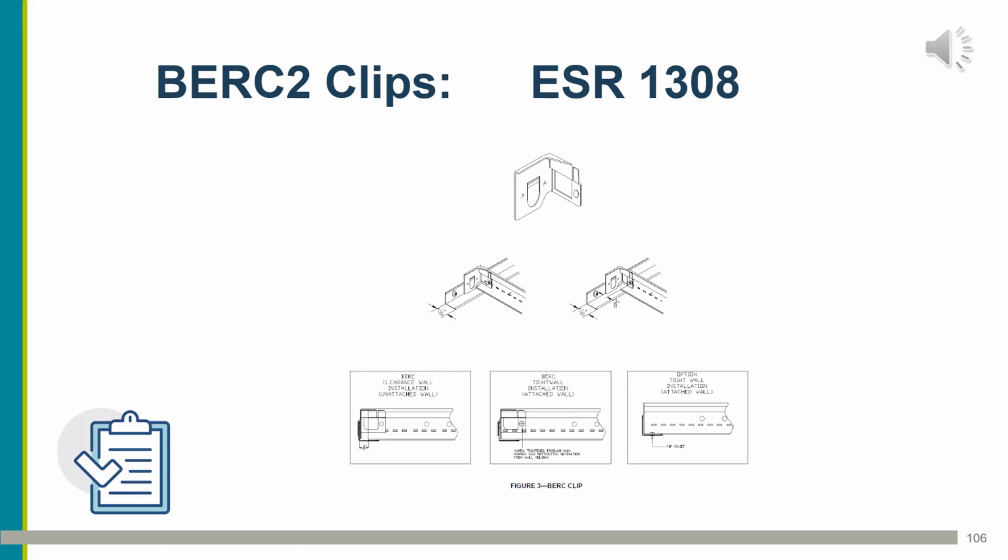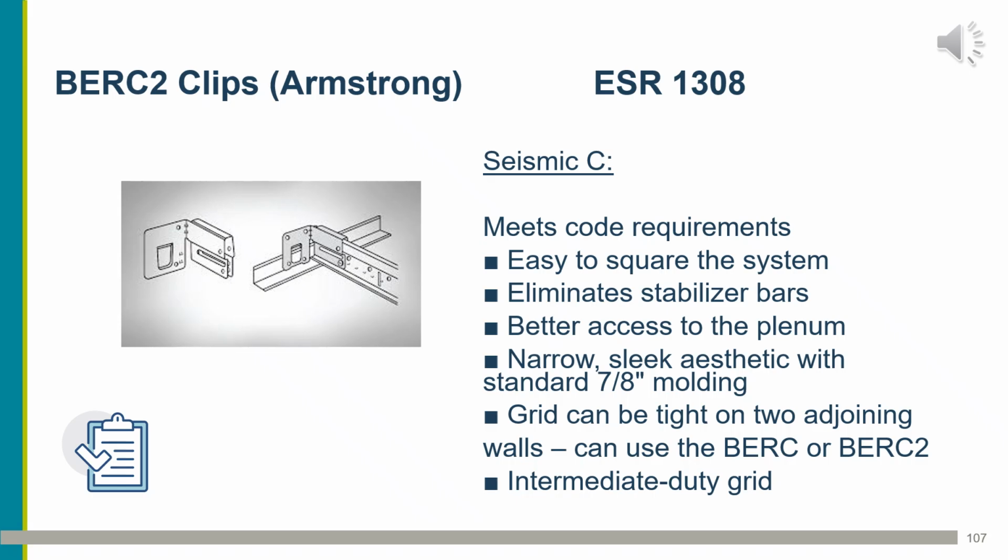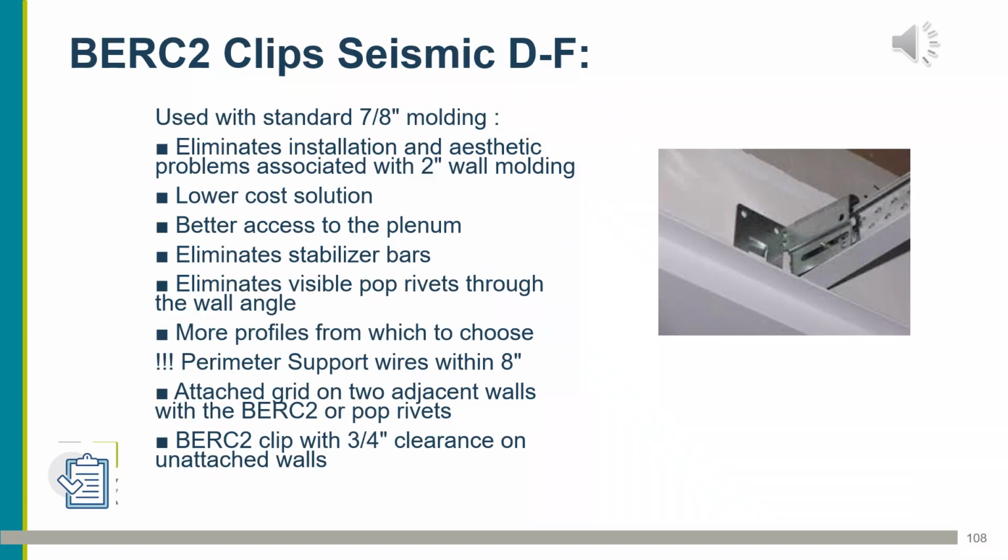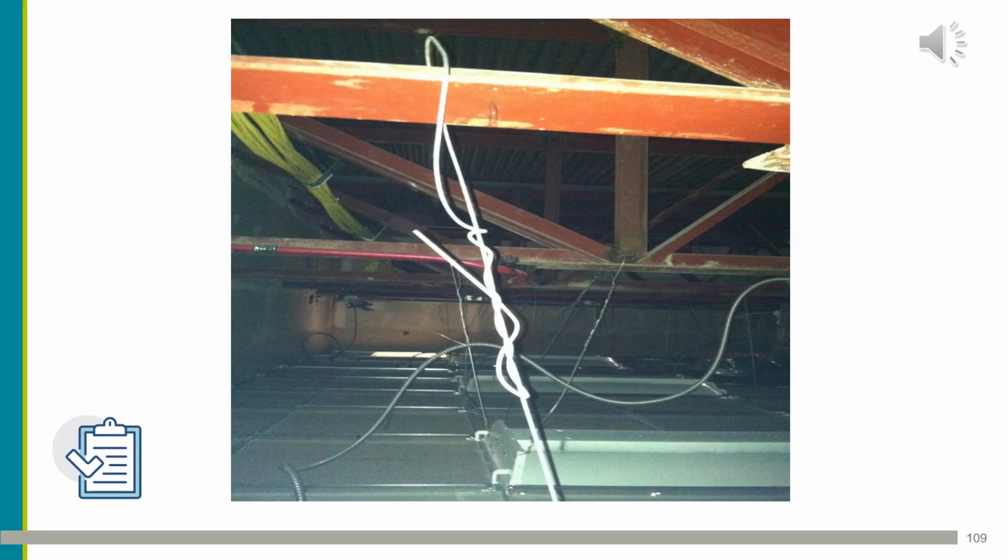So again, you've got to make sure that you're looking at the right clips and the right ESR reports when you're doing this work. And reading over all the data, you're going to find out that quite often the ESR report is going to coincide with what you've already seen in the code requirements. So here's the ESR report information for Burke 2 clips for seismic design D through F. So let's look at a couple more real-life installations here.